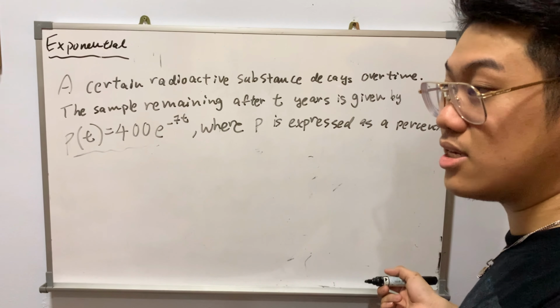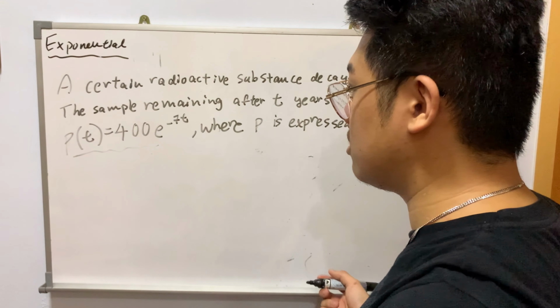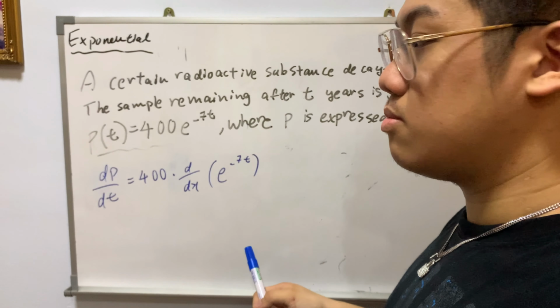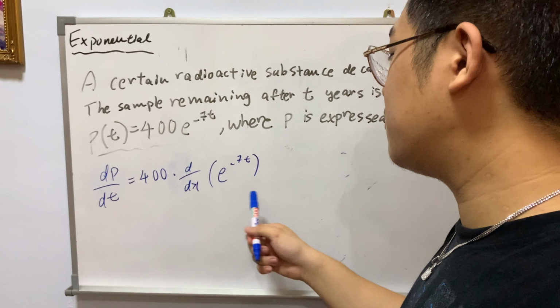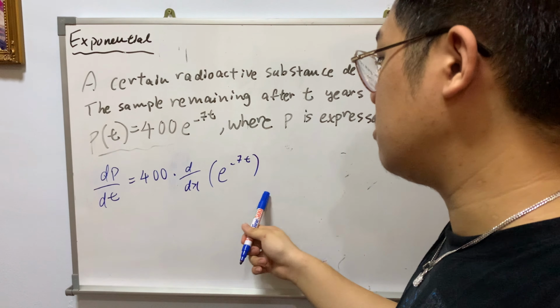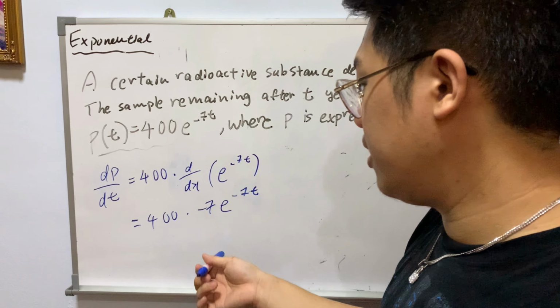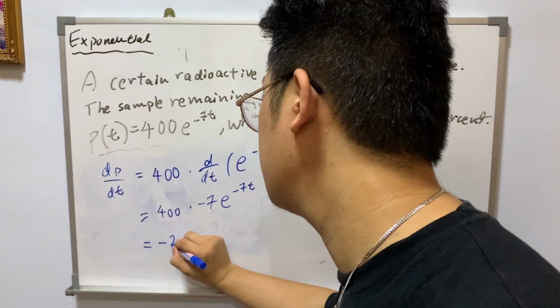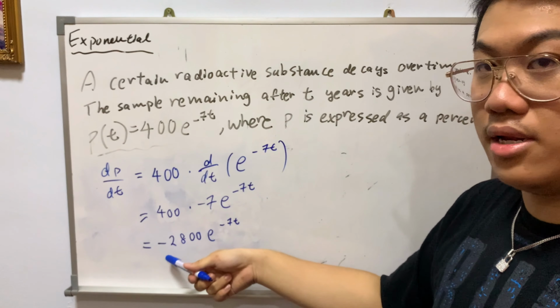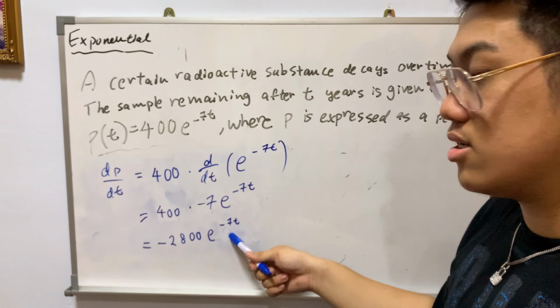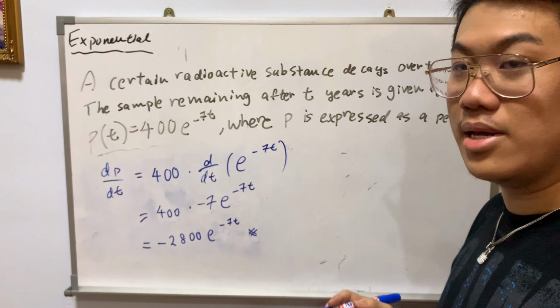So for number A, it says to determine the rate of change of the equation, which means that we need to derive this equation. By using the rule of thumb from just now, we can differentiate the equation like this. Your steps should look like this. When we rewrite this, your answer should be negative 2800 e to the power of negative 70. You can pause the video to copy the answer.